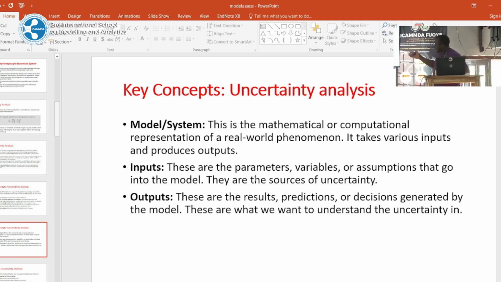So these are the results. The outputs are the results, the predictions or decisions generated by the model. These are what we want to understand the uncertainty in. What is the uncertainty in your predictions? You give the 95% confidence interval, depending on what you use. If you use a frequentist approach, it's like Olashukwu came and did something on least squares. That's frequentist. There are various ways you can optimize a model. One of them is the least squares, but least squares is not the least actually.